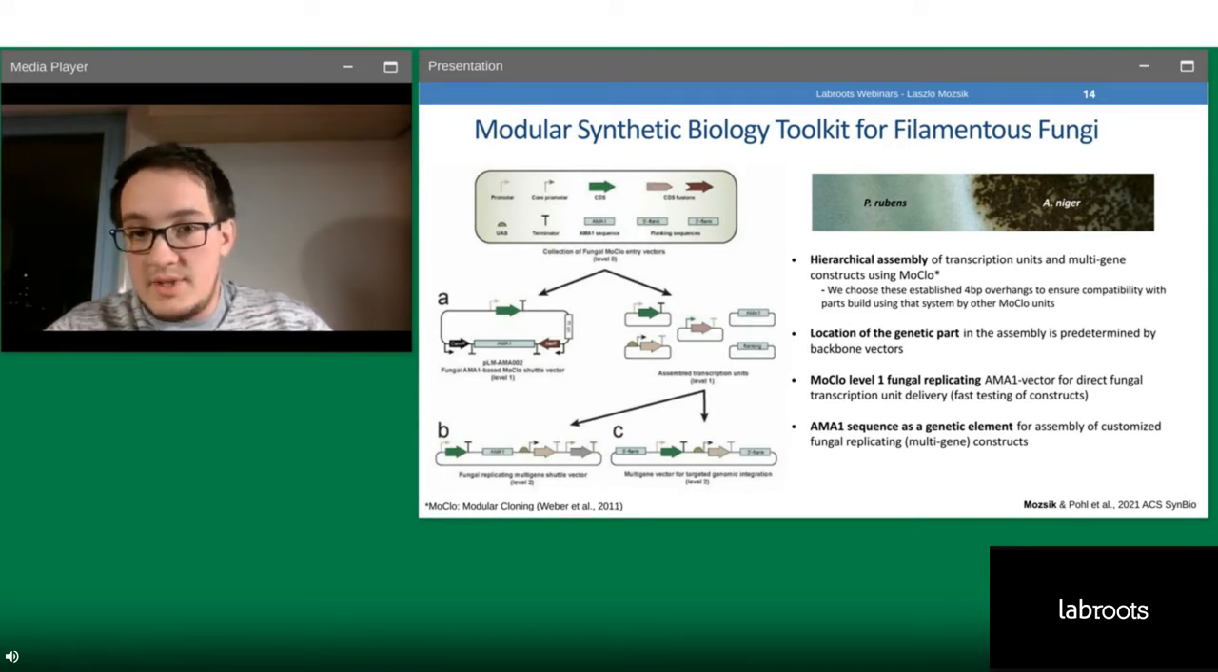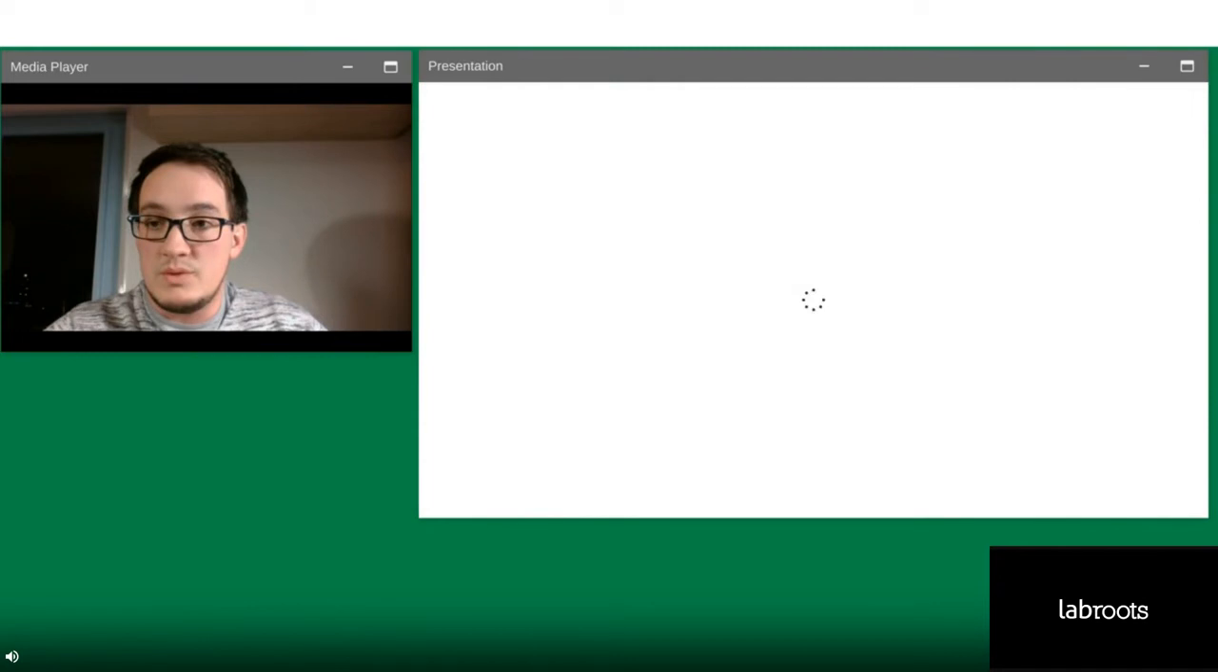And in the next step of this hierarchical assembly, called level 2 final multi-gene vectors, numerous of the previously assembled transcription units can be reshuffled into one big vector. And we also provided a vector where you can replicate these multi-gene assemblies in filamentous fungi. So based on this assembly line, we were able to create numerous multi-gene vectors containing synthetic transcription factors, which were ready to use for filamentous fungi.